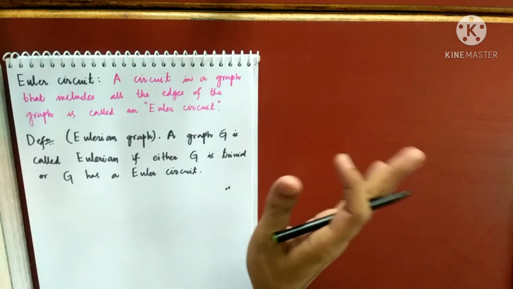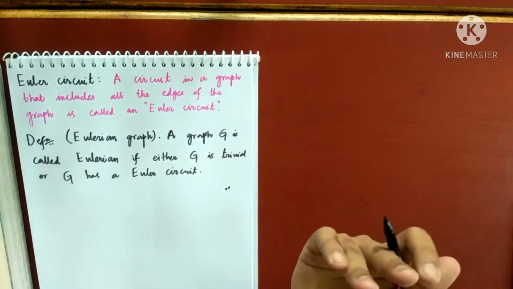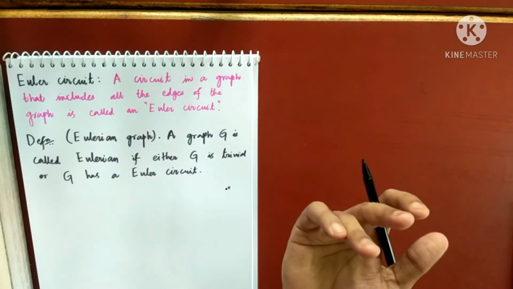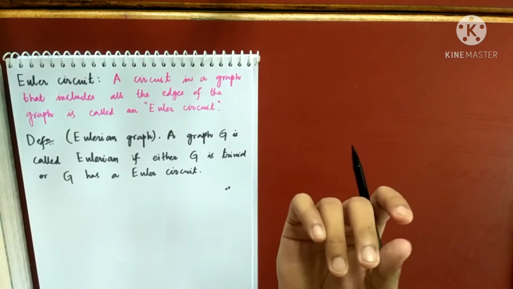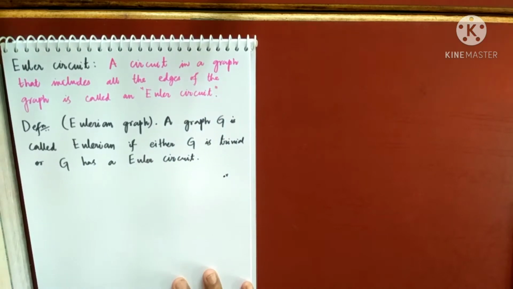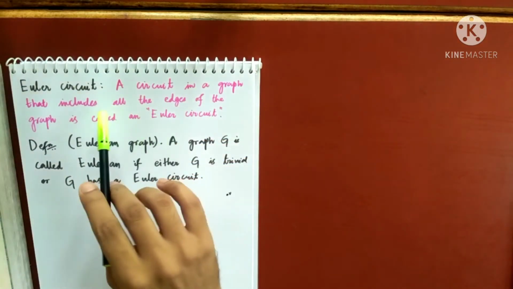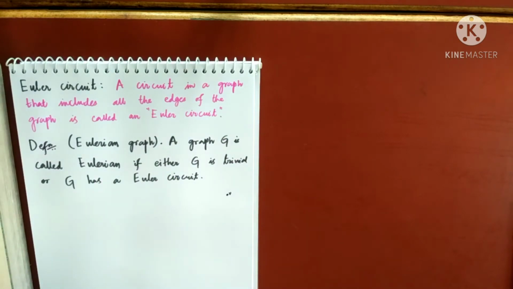Otherwise, if the graph has more than one vertex, then I will call my graph an Eulerian graph if it has an Euler circuit. So if I can find a circuit that consists of all the edges in my graph, then such a circuit is called an Euler circuit, and such a graph is called an Eulerian graph. Did you get my point?